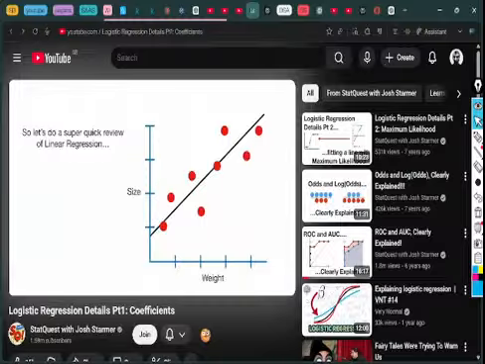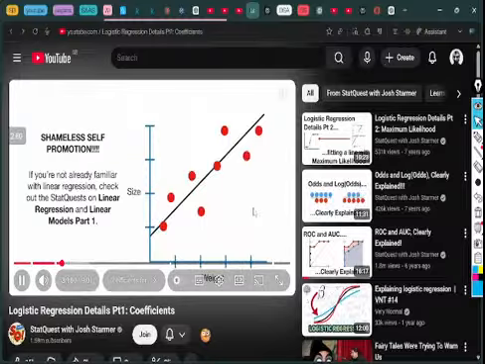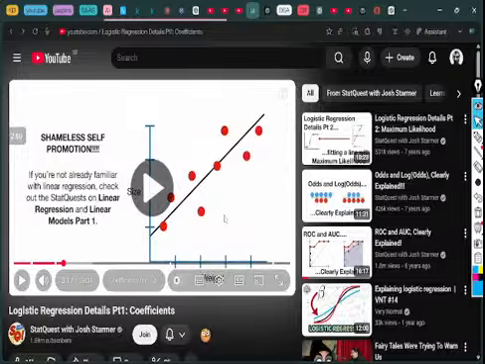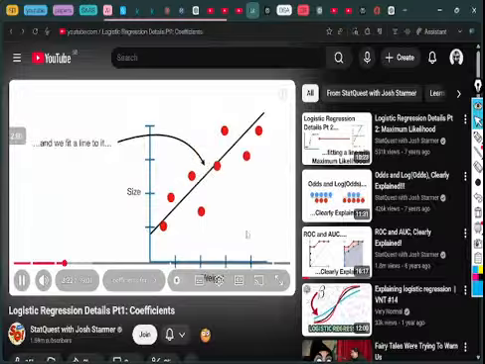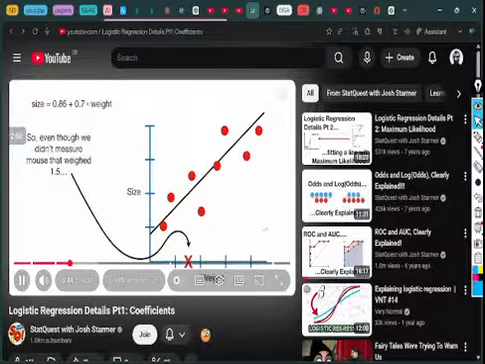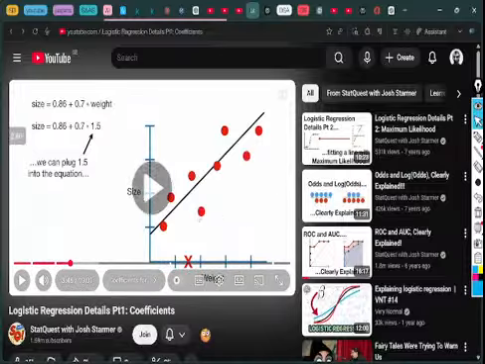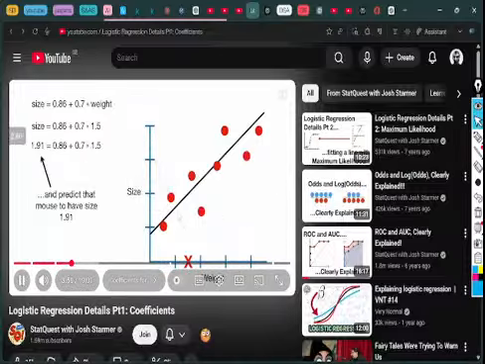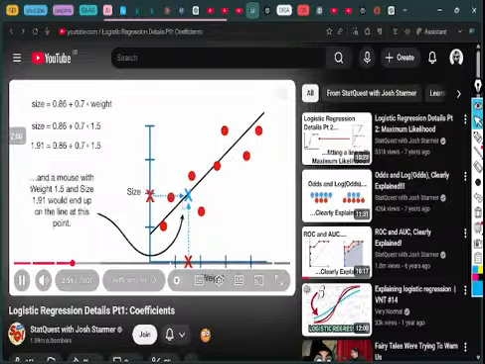So let's do a super quick review of linear regression. Shameless self-promotion: if you're not already familiar with linear regression, check out the StatQuest on linear regression and linear models part 1. Okay, we start with some data, and we fit a line to it. And this is the equation for the line. It has a y-axis intercept and a slope. And we plug in values for weight to get predicted values for size. So, even though we didn't measure a mouse that weighed 1.5, we can plug 1.5 into the equation and predict that mouse to have size 1.91. And a mouse with weight 1.5 and size 1.91 would end up on the line at this point.